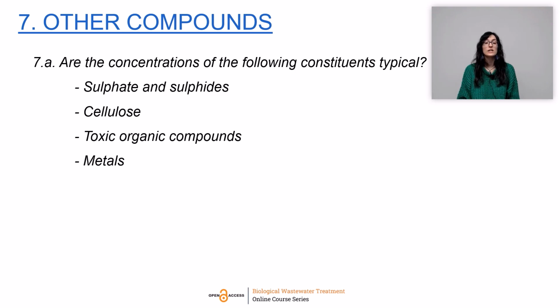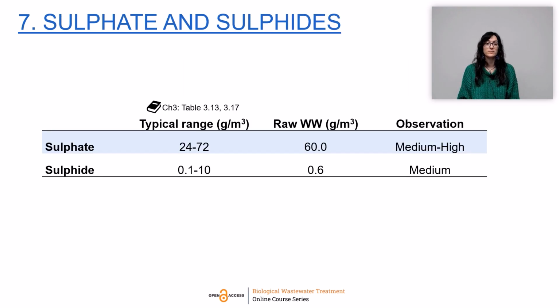Here we have to see if the provided concentrations are typical or not, and that means if they fall within the normal ranges for municipal wastewater. So let's start with sulfate and sulfides. In this table, you can see the typical ranges for these compounds in municipal wastewater, as well as the concentrations for this specific case study. For both compounds, the concentrations are within the typical values, being medium-high for the case of sulfate and medium-low for the case of sulfide.